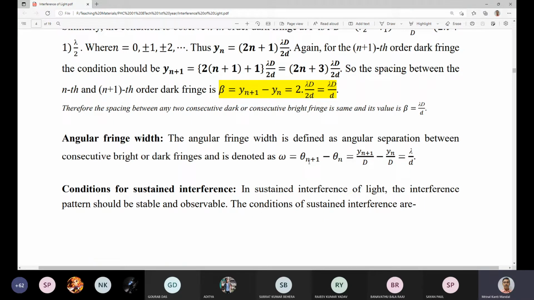Then the angular separation between these two fringes, that is omega equal to theta n plus 1 minus theta n, that is equal to yn plus 1 divided by D minus yn divided by D, right? So that is equal to lambda divided by d. That is the angular fringe width. So this is the linear fringe width, lambda D divided by d, and the angular fringe width, that is lambda divided by small d. Point is clear?